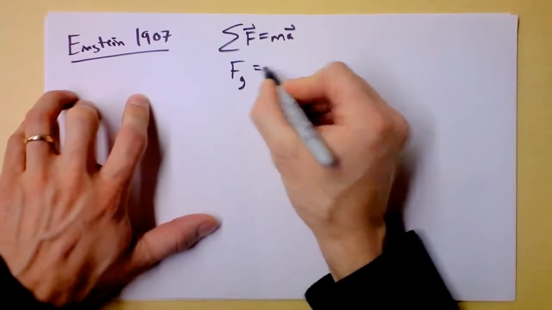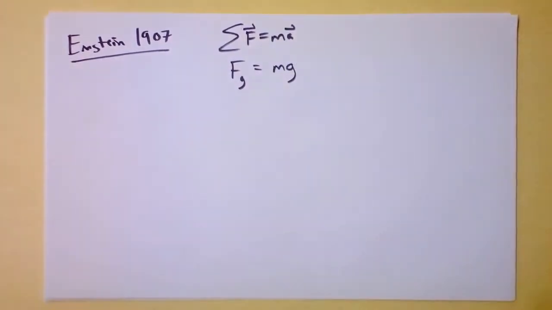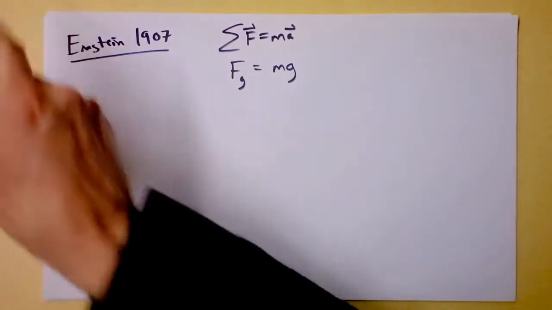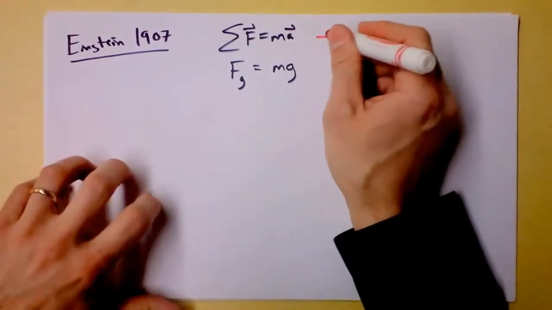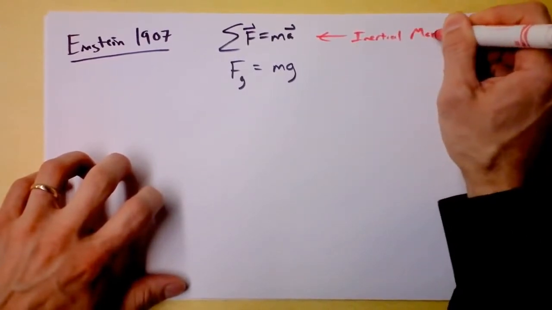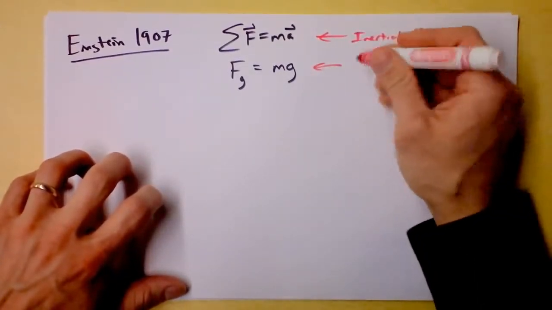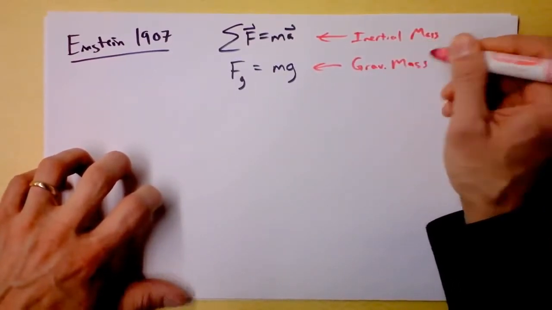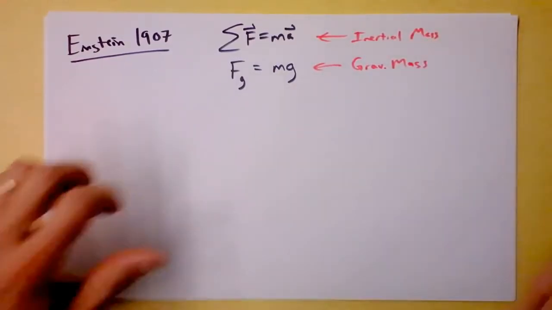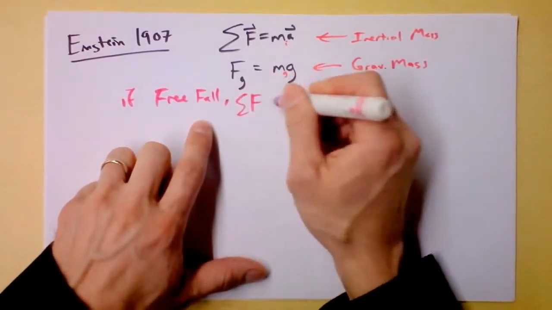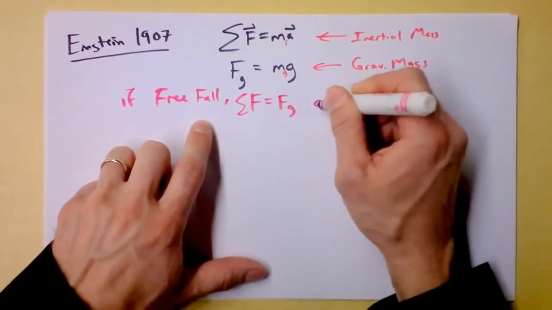and the force of gravity, which was m times baby g. And he thought it was interesting that this mass right here, that upper mass, this is what I would call inertial mass. And this mass right here is what I would call gravitational mass. And these two masses, you know, if something is in free fall, the only force acting on it is gravity, then we can say that net force is the force of gravity.